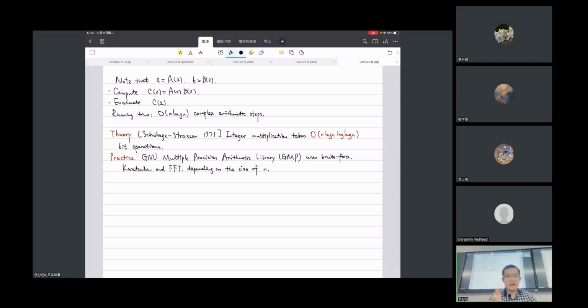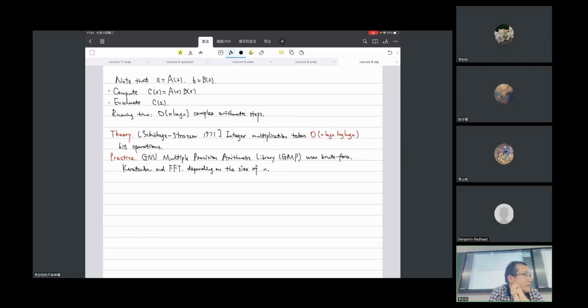Karatsuba does not have these complex numbers, and it is also relatively easy to understand. So even for engineering-based packages, people switch between the different methods: the very brute force method, Karatsuba, and FFT. It really depends on the size of n here. Okay, I guess this finishes the whole part on divide and conquer.